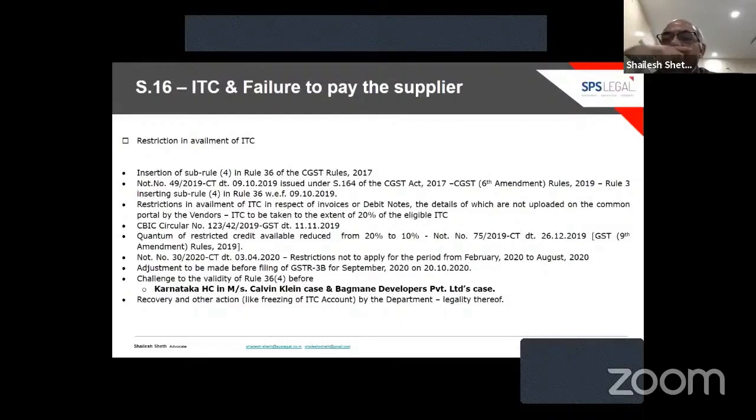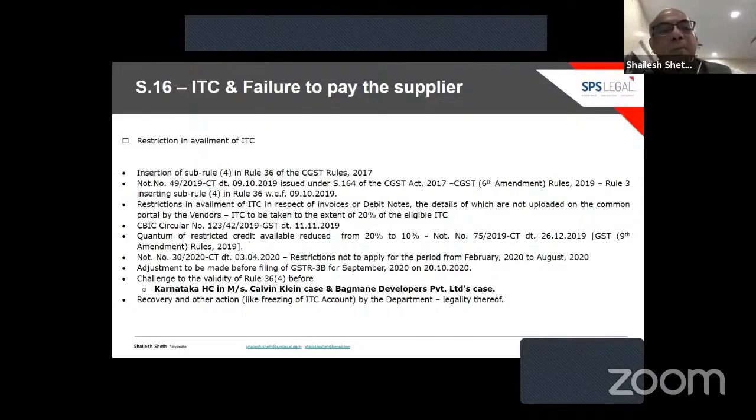It has already been challenged before a few High Courts. And based on this provision, if the department takes any recovery action, like recovery and freezing the ITC account or freezing the bank account, again, it can definitely be challenged before the High Court. And it should be challenged.